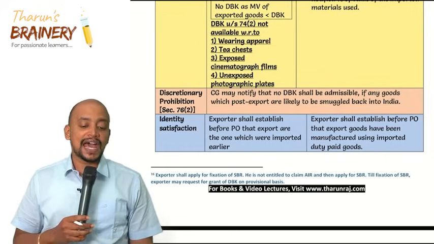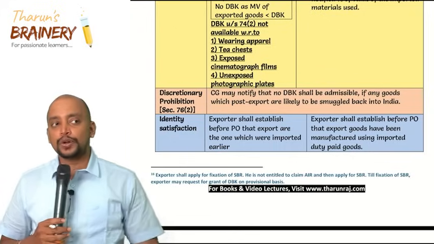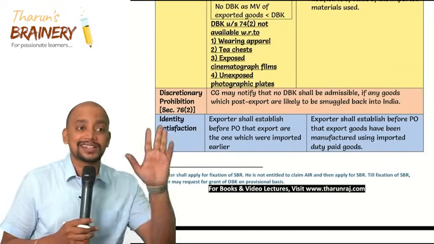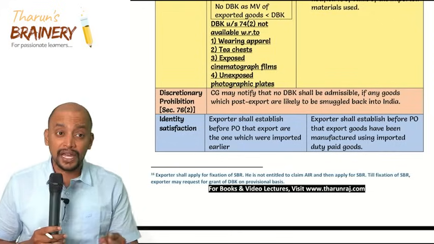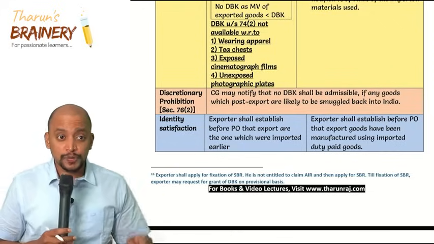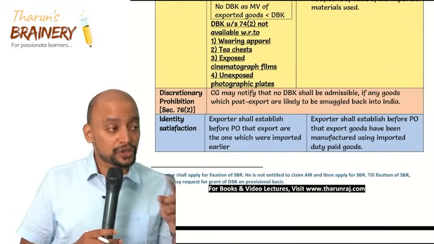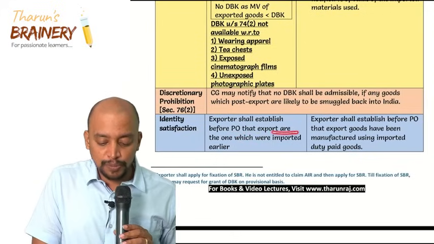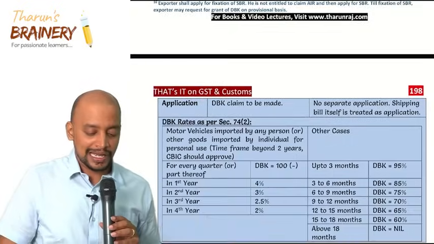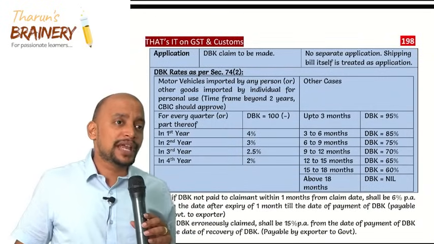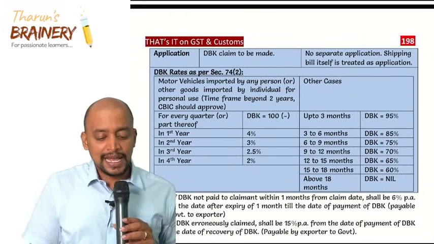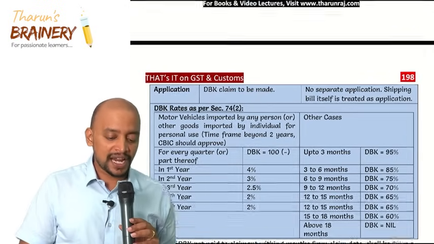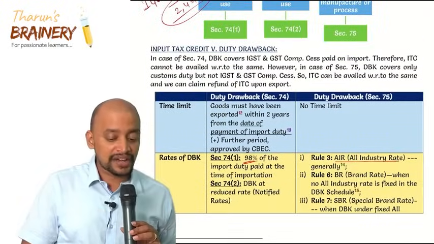Then next point you see, identity satisfaction. Exporter should prove that whatever exported goods and imported goods are the same, because 74 is applicable when the imported goods are exported as such either without use or after use. So exporter shall establish before the proper officer that the exports are the ones which were imported earlier. Then is there any application to be made for duty drawback? Yes, a separate duty drawback application is to be made. These are the points we have in case of section 74.